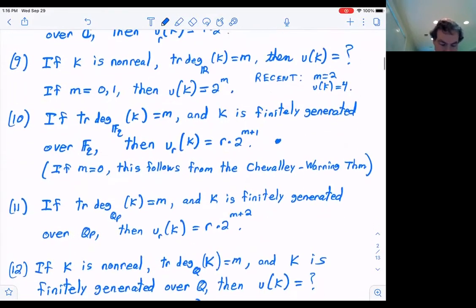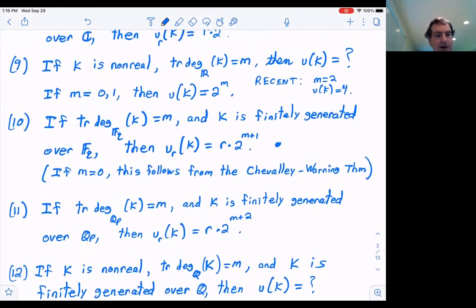Let's look at example 11. Now this is a much more difficult result. Suppose K is a function field over a p-adic field. Suppose it has transcendence degree m, and suppose K is finitely generated. Then it's a recent result, meaning during the last decade or so, that U sub r of K, the number of variables needed to find a non-trivial zero of a system of r quadratic forms over a function field of a p-adic field, is equal to r times 2 to the m plus 2.